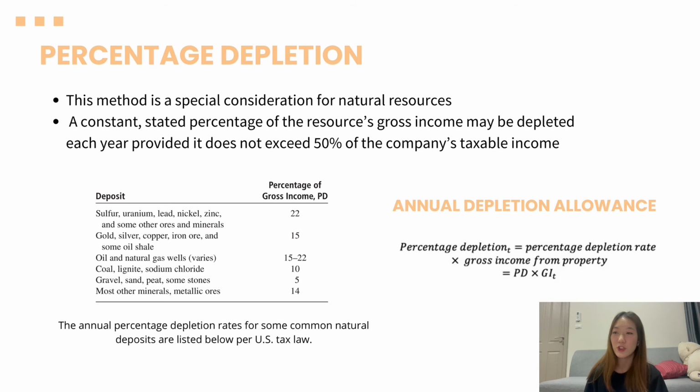For the percentage depreciation, depreciation as a percentage, natural resources are given special consideration in this way. Each year, a certain amount of the resource gross income may be depleted as long as it does not exceed 50% of the company's taxable income. The quantity of depreciation during year T is computed as follows, as you can see in the formula from the slide. Using percentage depreciation, total depreciation charges may exceed the first cost with no limitation. The annual percentage depreciation rates for some common natural deposits are listed below per U.S. tax law, and you can see in the table below.